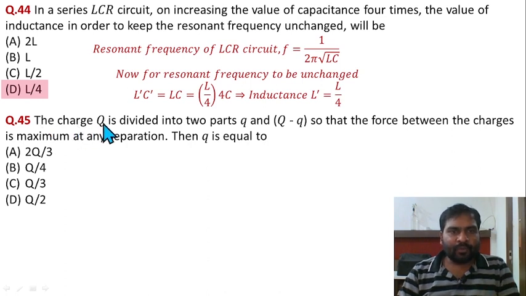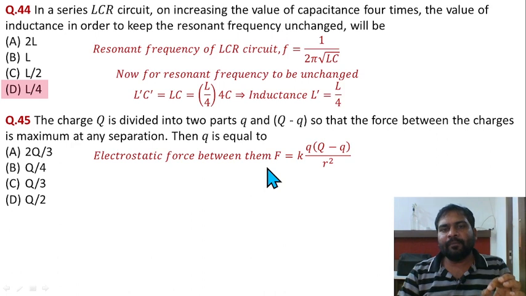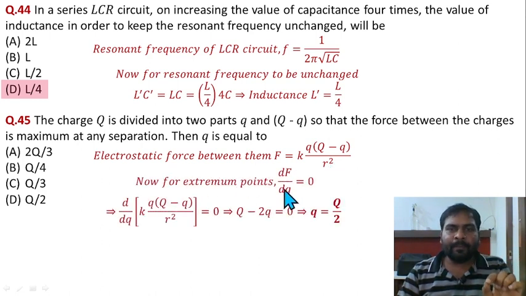Question 45. The charge capital Q is divided into 2 parts, q and capital Q minus q, so that the force between the charges is maximum at any separation. Then q is equal to? Electrostatic force between them, F equals k q multiplied by (Q minus q) divided by r square, where r is the separation between them. For any extremum point, dF with respect to dq should be 0. We are varying charge q, that's why the derivative is taken with respect to q here. Just differentiate it and find the solution.